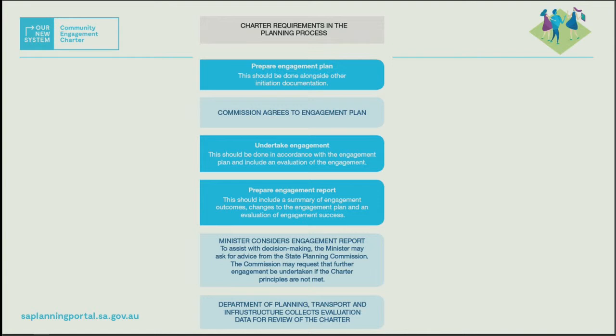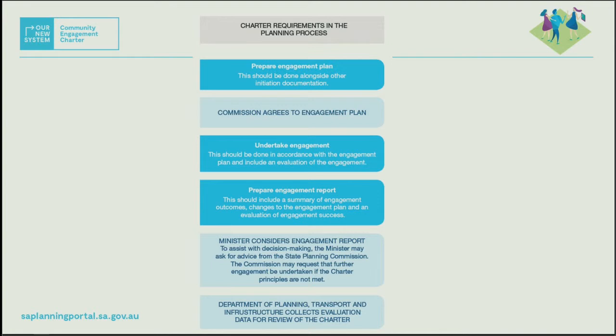After you finish your engagement, it's a requirement of the Act that you prepare an engagement report. A practice direction by the State Planning Commission has been prepared that outlines the requirements of this report. This report basically outlines how you engaged with the community, what you heard and what the outcomes of that engagement were. It also provides analysis of the evaluation of the engagement process. This engagement report is lodged with the Minister for Planning when you want to seek approval for your policy matter.